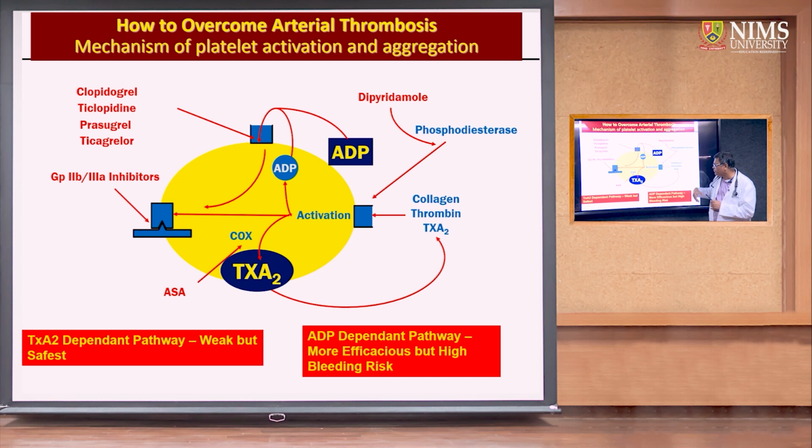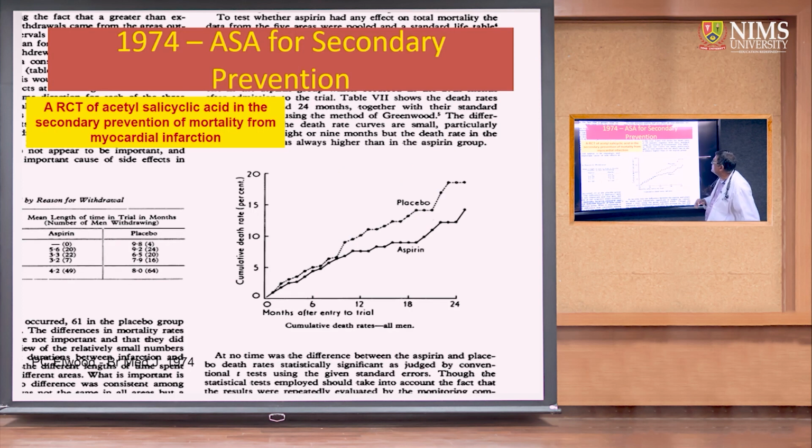Now coming to aspirin, the first antiplatelet agent or first antithrombotic agent. In 1974, an RCT was done, and it was found that it can prevent mortality after myocardial infarction if you give aspirin. It's a very simple trial, and it showed that about 25% mortality reduction can happen only if you give aspirin.